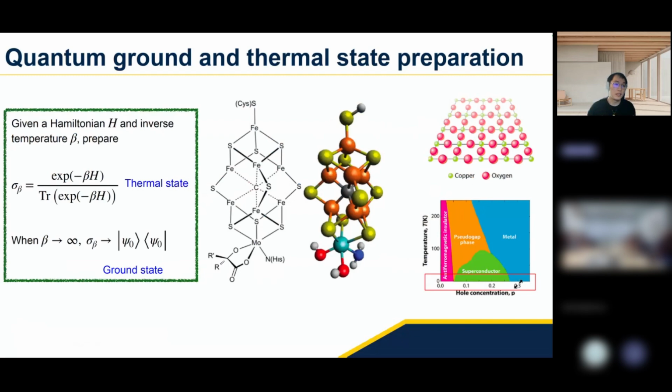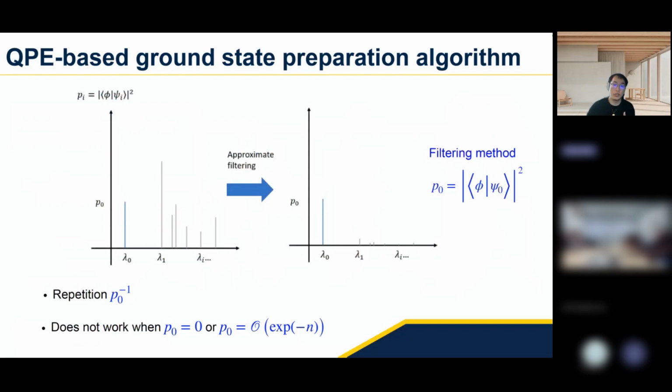In fact, the thermal state and ground state preparation problems have a lot of applications in different areas. For example, in quantum chemistry, we can use this state to study the energy landscape and the correlation effect of a given molecule. In quantum physics, we can also use this state to study the superconductance effect. And in the literature, we have a lot of traditional algorithms for preparing the ground state and the thermal state.